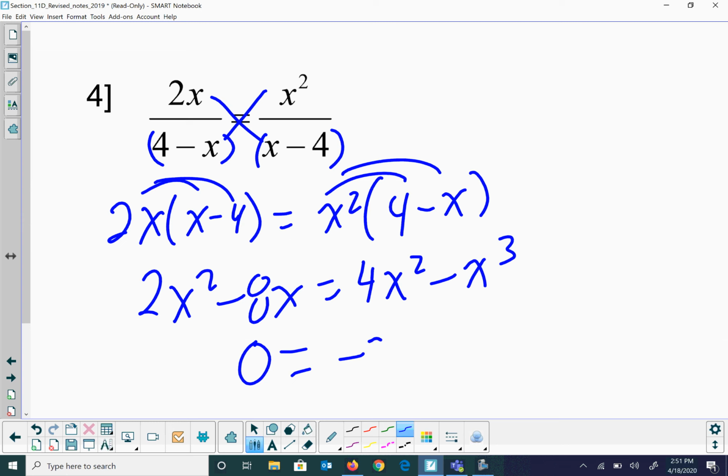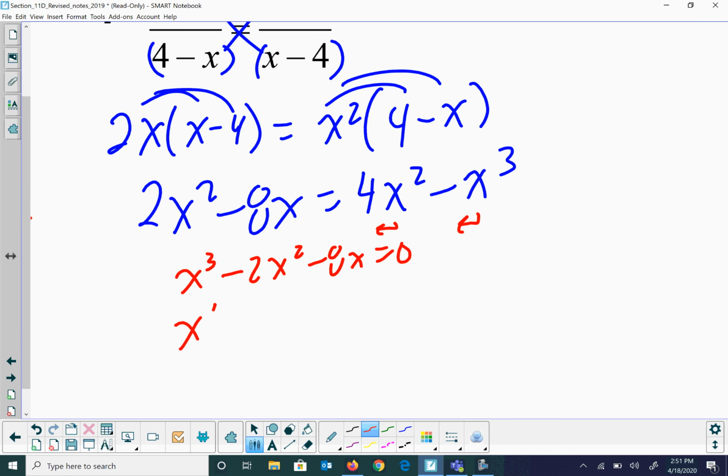So I have negative, actually, you know what I'm going to do? I'm going to move the left side over, and that way we don't have to deal with a negative x to the third. Okay, so I'm going to move that over, so I get x to the third over here. Move that over, so I'm subtracting 4x, so that's minus 2x squared, and then the minus 8x, and it's now equal to 0. So now I'm going to go ahead and factor out an x. That leaves me x squared minus 2x minus 8 equals 0.